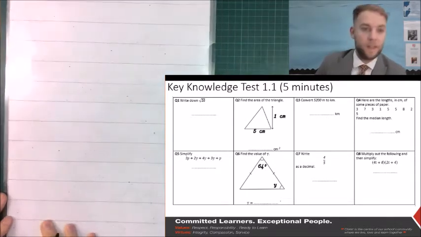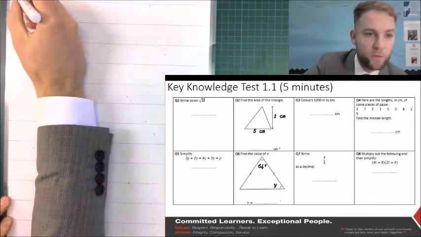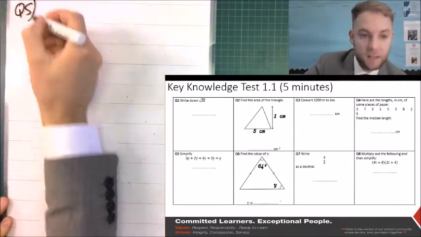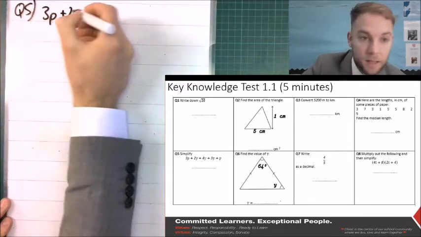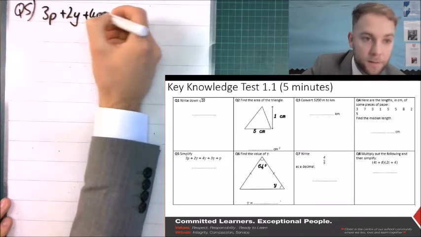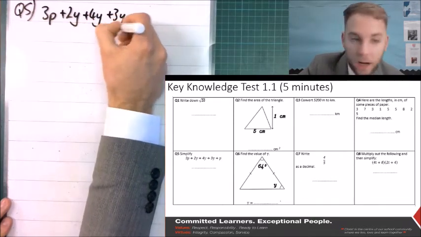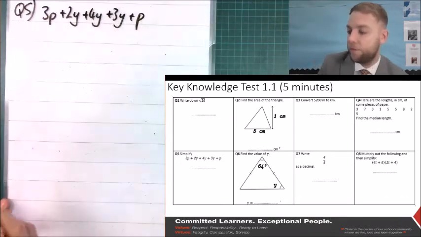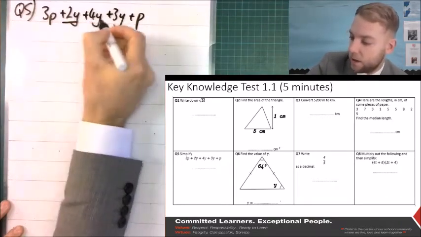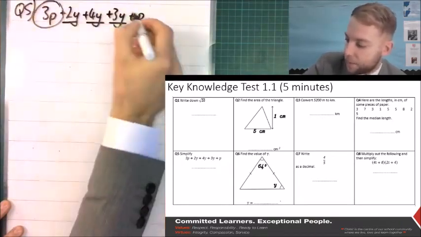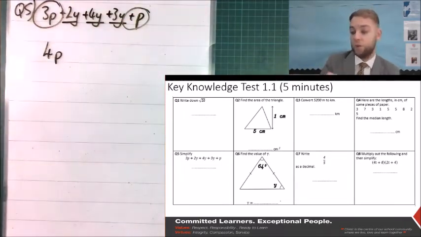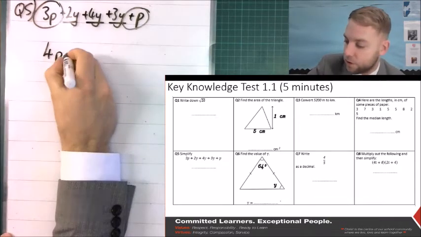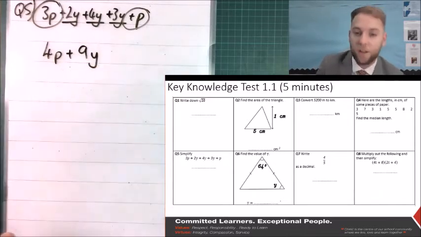So this next one is simplifying. Now, I think the ones we've got today are quite easy, okay? They will get trickier. So 3p plus 2y plus 4y plus 3y plus p. With these ones here, the ones we can collect together are the y's and the p's. So 3p plus p is equal to 4p. 2y plus 4y is 6y. Plus 3y is equal to plus 9y, like so.